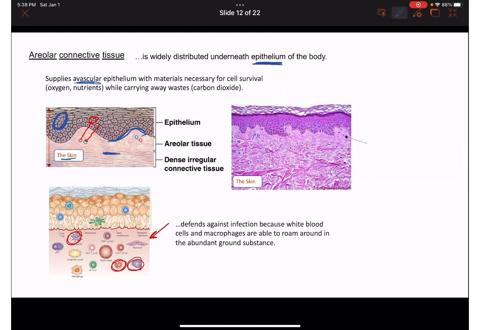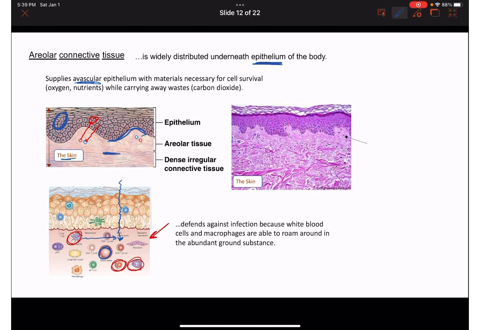And that's good because this epithelium is exposed. And so pathogens can potentially come in. And if they want to get into the blood supply, they have to do so in the areolar tissue. And so it's nice to have areolar tissue there because you're going to have a lot of white blood cells that are present, and they can come and attack any potential pathogens.